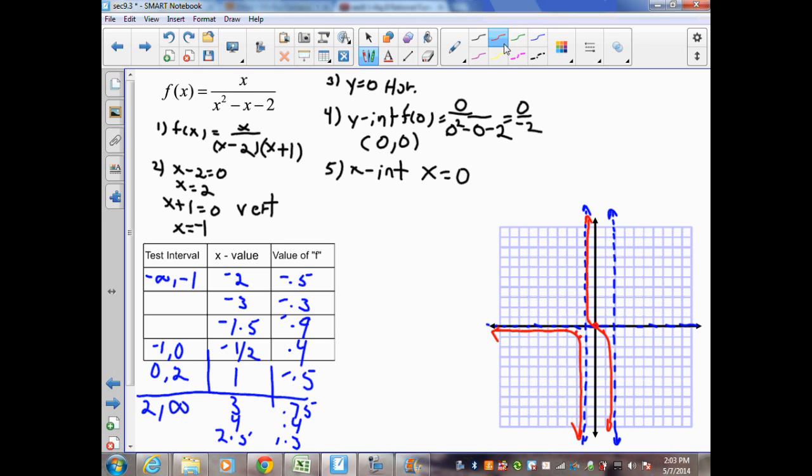And that's going to look like this: (3, 0.75), (4, 0.4), and my last one on this one is going to be (2.5, 1.3). And I can plot that with a smooth curve. And that part of the function is decreasing from my vertical asymptote of 2 to infinity.